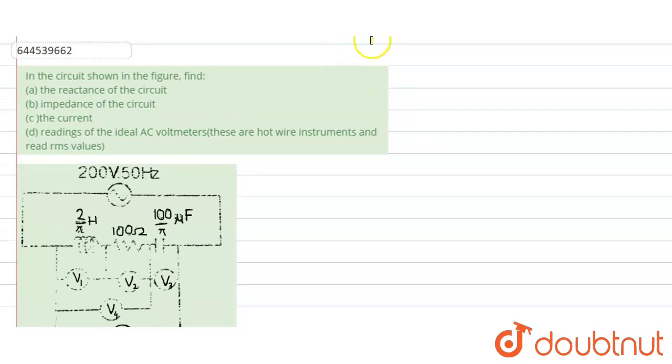For the first part, we find the value of the reactance. First of all, omega is 2 pi f. The frequency is 50 hertz, so the omega value would be 100 pi. This we should know.